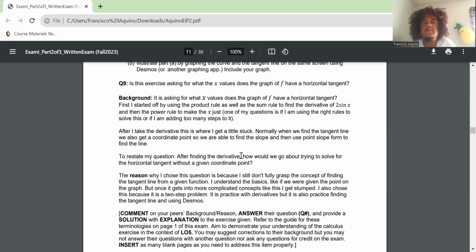And it's a good question to ask because tangent lines and functions are very important. They represent rates of change and all that stuff. So I hope I answered your question. Now I'm going to move on to my second item.